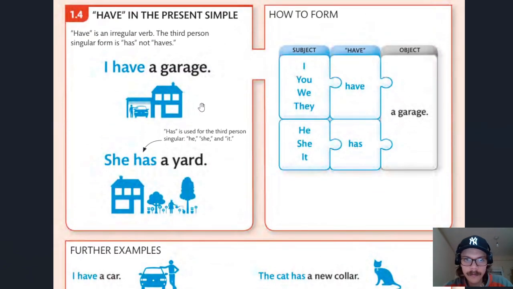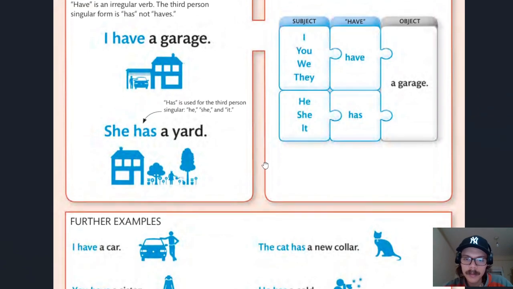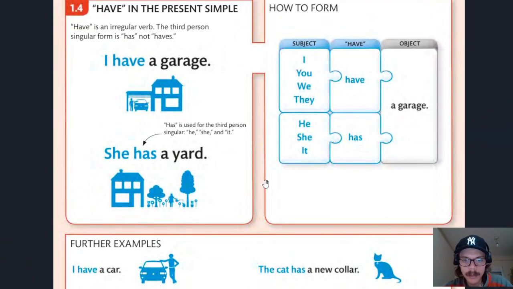And that's everything for the present simple when we're talking about affirmatives, right? When we're just talking about simple statements. There's a couple things that come into play for making questions and negatives, which we're going to review in a different video. But this is the essential things that you need to know.